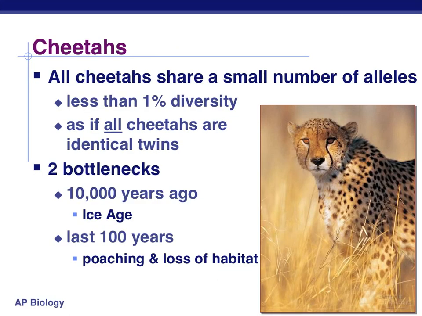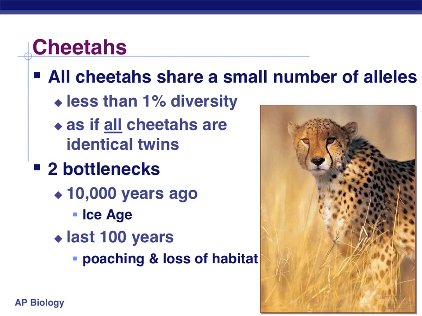Right? A good example of this would be cheetahs. All living cheetahs as of now share a small number of alleles. It breaks down to them having less than 1% diversity between each other. So it's pretty much as if all the existing cheetahs are identical twins. They're all actually related because they're all interbred. And this happened because of two bottlenecks.